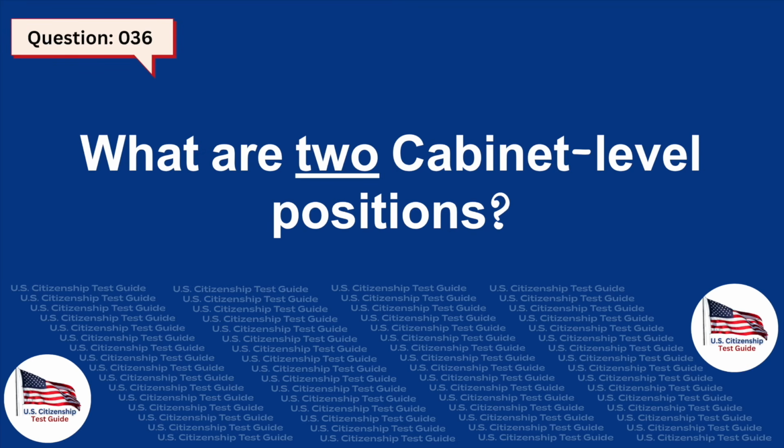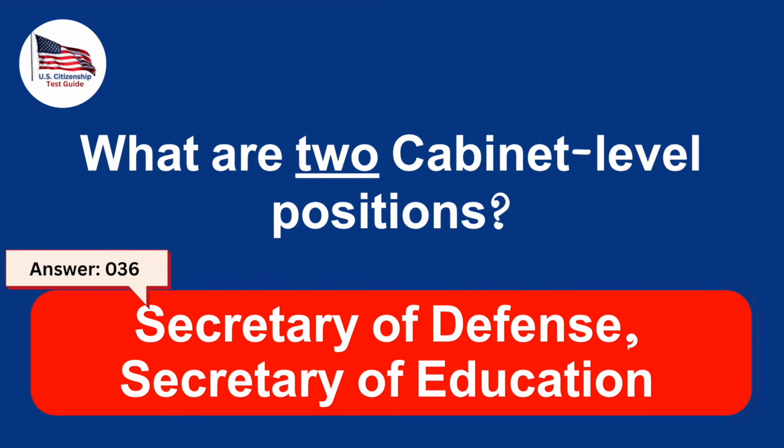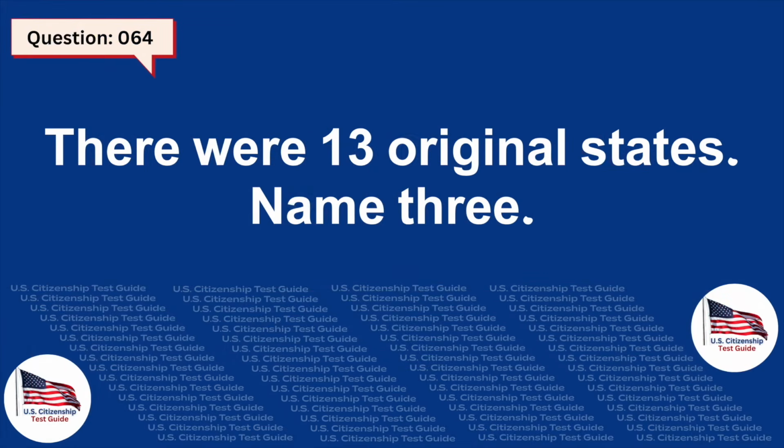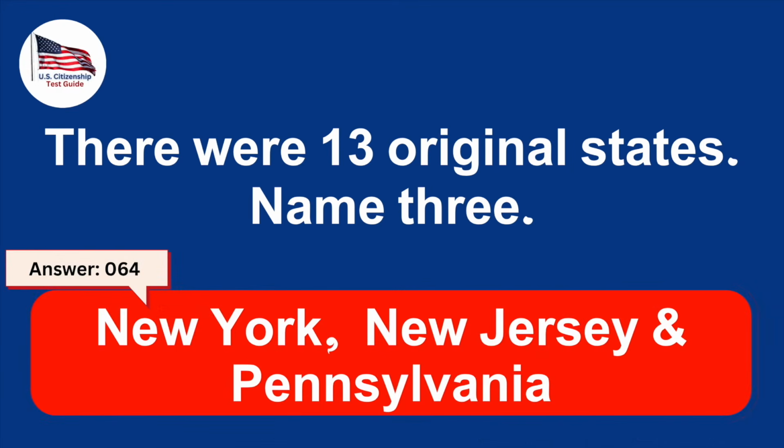What are two cabinet-level positions? Secretary of Defense. Secretary of Education. There were 13 original states. Name 3. New York, New Jersey, and Pennsylvania.